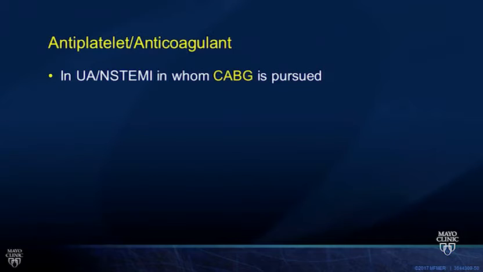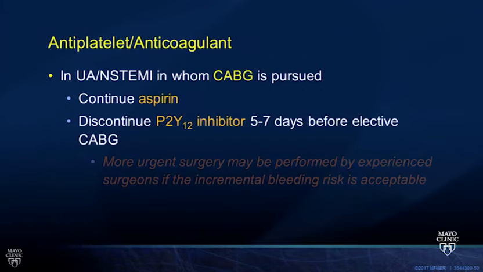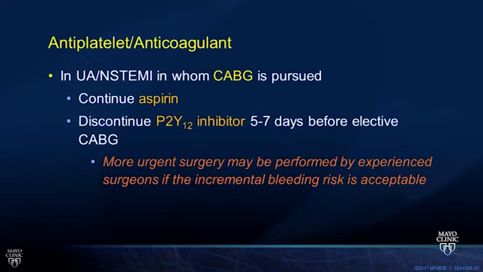In our patient in which we pursue coronary artery bypass graft surgery, again, we continue aspirin. We try to discontinue the ADP antagonist 5 to 7 days before elective CABG. Again, more urgent surgery may be performed by experienced surgeons if the incremental bleeding risk is acceptable. Again, if you recall, we discussed that the CRUSADE registry, where clopidogrel was the ADP antagonist, indeed, there is increased bleeding associated with the surgery, requiring greater than 4 units of transfusion. However, there was no change in mortality, and the benefit by early revascularization was then reaped.